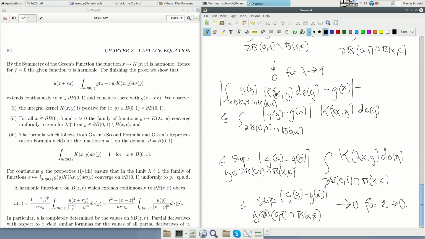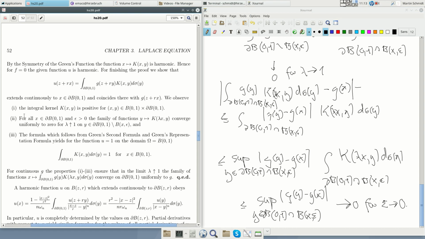So we indeed see that this approaches, for lambda equal to 1, this really goes to 0. So this proves now the second statement, and in this way we really prove Poisson's representation formula.